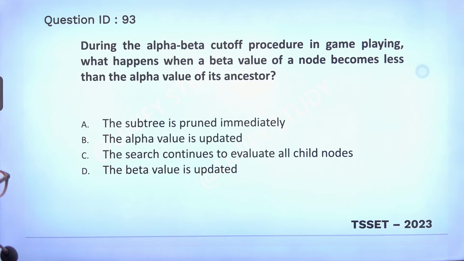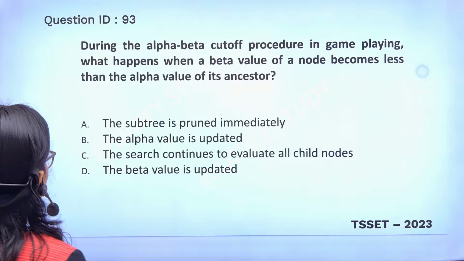Okay, this question, next one. During the alpha beta cutoff procedure in game playing, what happens when the beta value of a node becomes less than the alpha value in its ancestor? What will we do? See, 47% gave the correct answer.